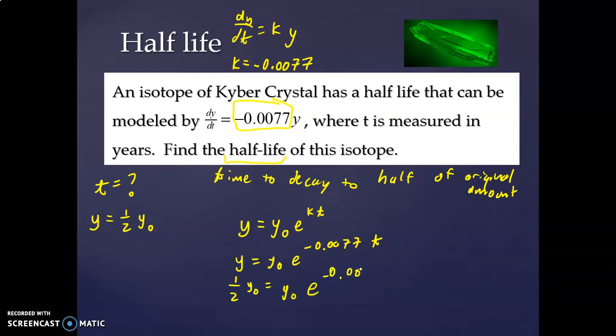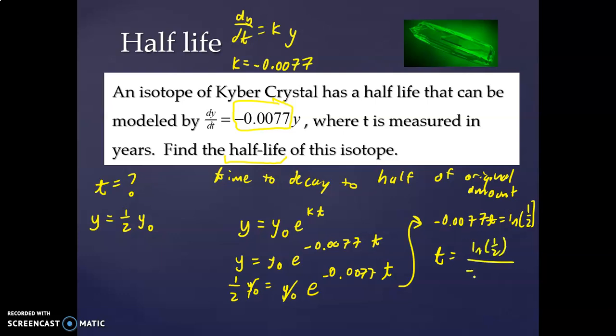And now I can divide both sides by y naught to get rid of that. So now I just need to solve for t. To get it out of the exponential, I'm going to use a log. So I'm going to say negative 0.0077t equals ln of 1/2. Then I'm going to divide both sides by negative 0.0077. I'm going to do all that on my calculator. So I'm just going to type ln of 1/2 divided by negative 0.0077 on my calculator. And when I round correctly, I should get 90.019 years.